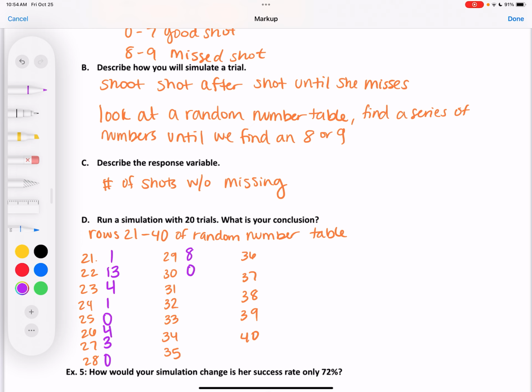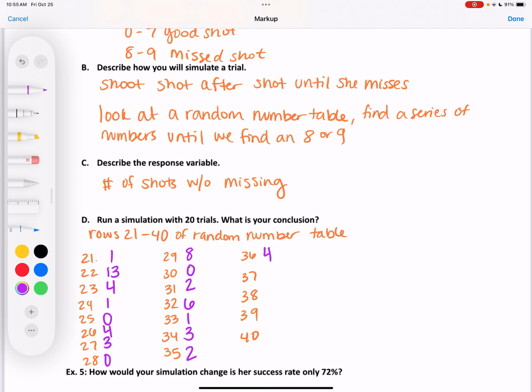31, 1, 2, and then a miss. 32, 1, 2, 3, 4, 5, 6, and then a miss. 33, 1, and then a miss. 34, 1, 2, 3, and then a miss. 35, 1, 2, and then a miss. 36, 1, 2, 3, 4, and then a miss.